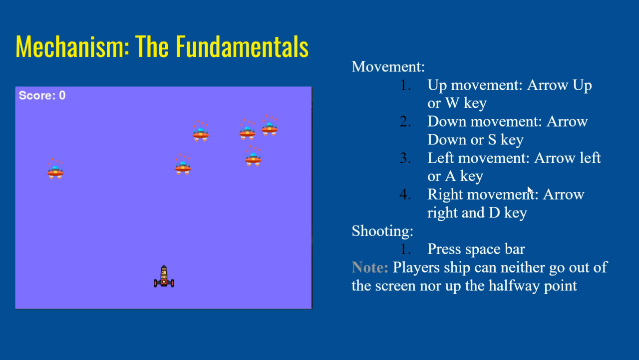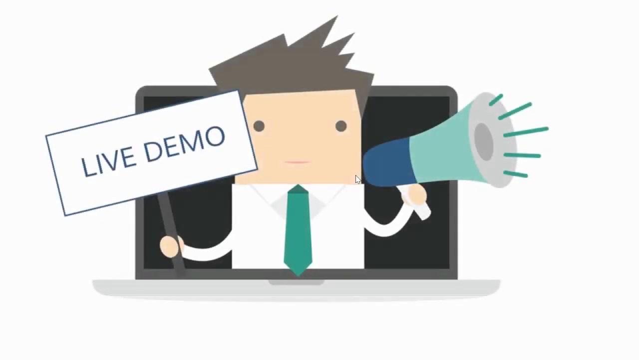Make sure that your bullet is only going to be ready for fire after each bullet has gone out of the screen. And also, you must know that the player ship can neither go out of the screen nor up past the halfway point. The halfway point is represented by this diagram right over here. This line is the halfway point. The ship cannot go above it. It's time for a live demo.